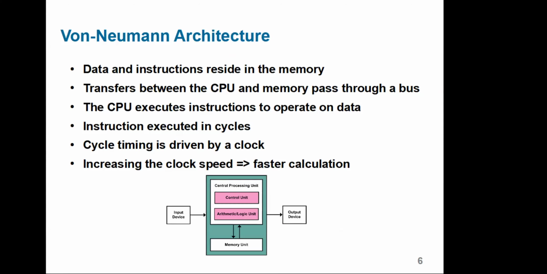Maybe there are some experimental architectures which are not von Neumann, but most of them are von Neumann. What is von Neumann architecture? It's again kind of an abstract idea of how to make a computer. So you have a memory, and you have data, that's the numbers, and instructions.